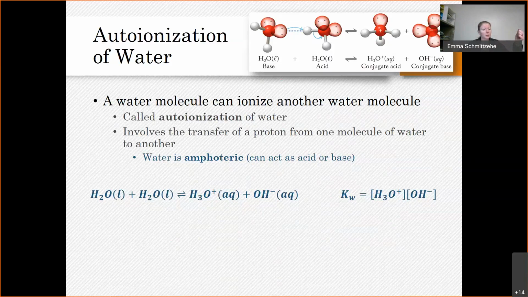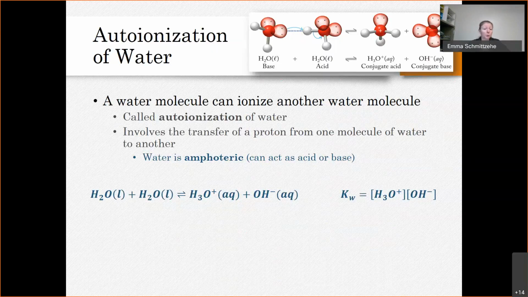And so that's what this reaction that's given is. It's representing the autoionization of water. You have two water molecules, and they can come together and interact, one of them acting as an acid and one of them acting as a base. The one acting as an acid gives a proton to the one acting as a base, and so what you form is the hydronium ion, H3O plus, and the hydroxide ion, OH minus.